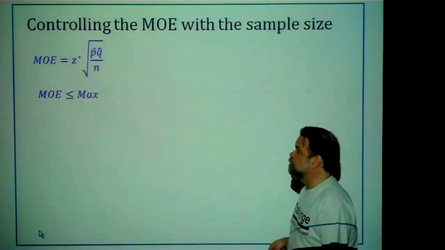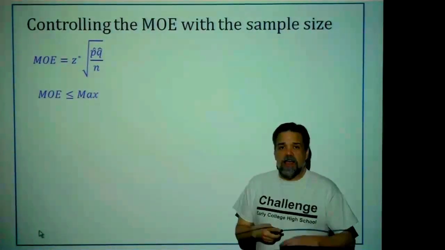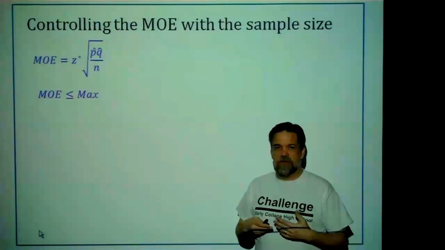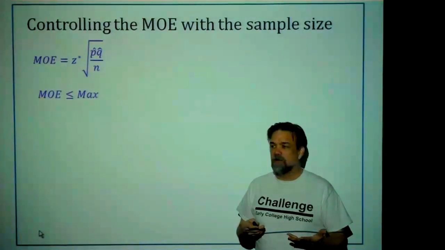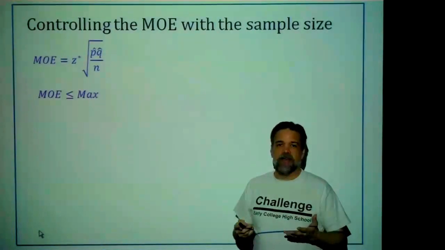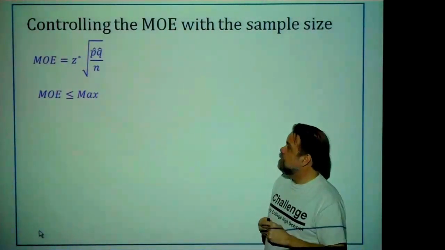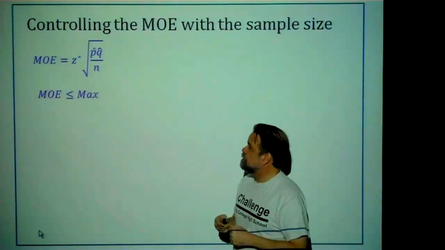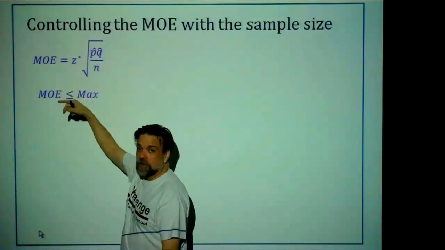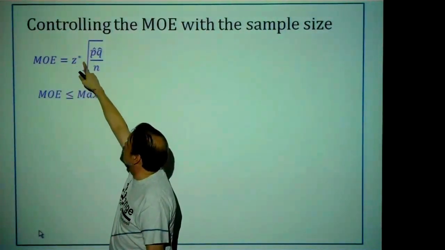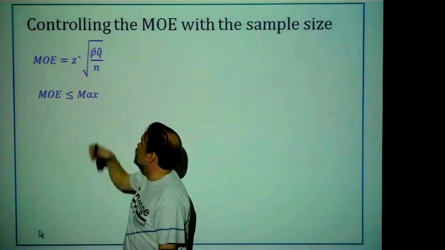Last topic I want to mention before I sign off, and that is, like I said earlier, I should have asked more than 160 people. Well, how do I know how many people to ask? How do I keep my margin of error down to a level that I want it? Well, it's actually fairly easy. The margin of error is the critical value times the square root of p hat q hat over n.